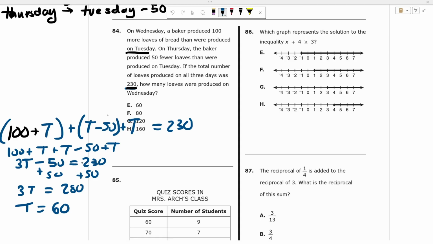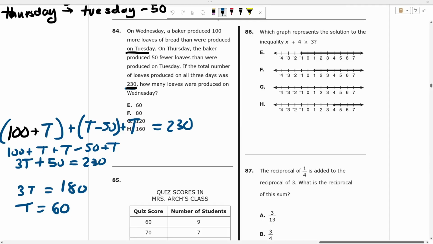Okay? And also, sorry, I made a mistake with my math. 230, it's not going to be plus 50, it's going to be minus 50. Okay, you're going to have to subtract that by that on both sides. You're going to get 3t is equal to 180. So you have 180 loaves, and t is going to equal 60. Okay, so that's what we're left with.